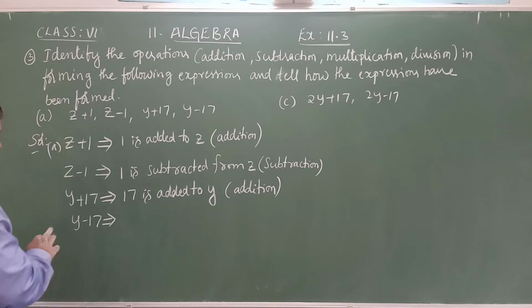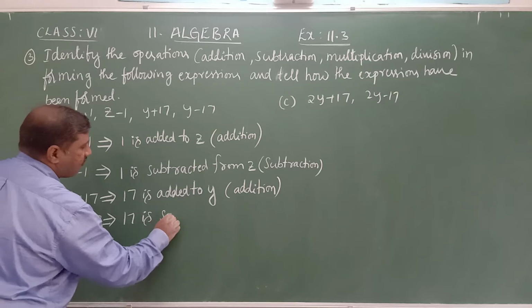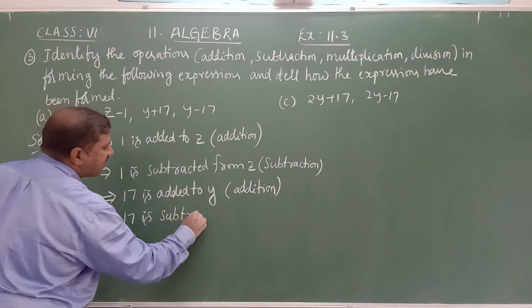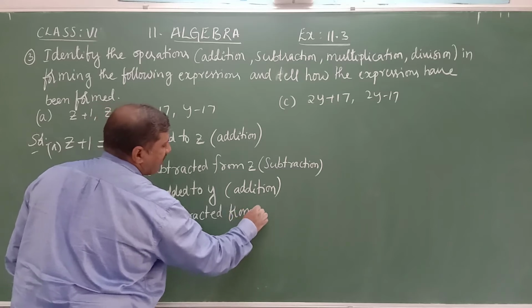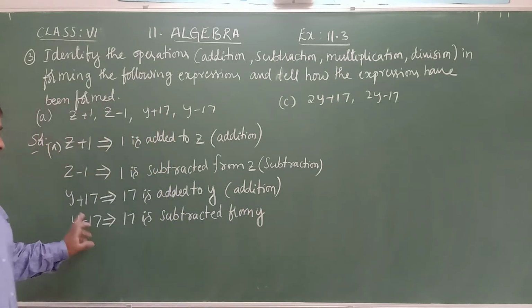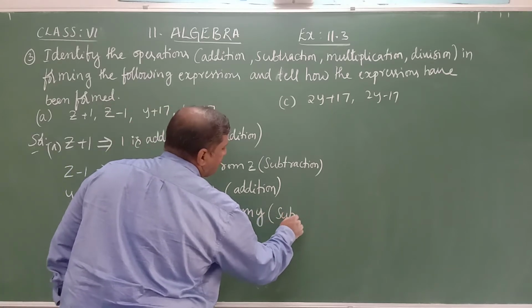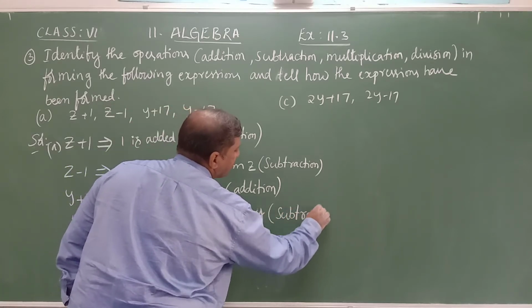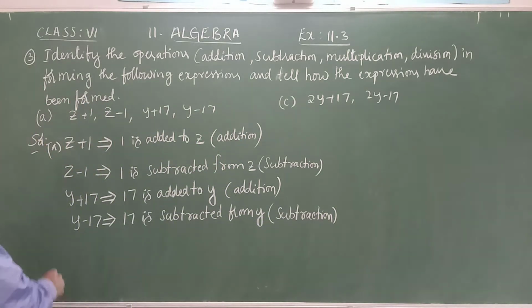So what does it mean? 17 is subtracted from y. So which arithmetic operation is there? Subtraction. Here it is subtraction. Now the C bit we have.